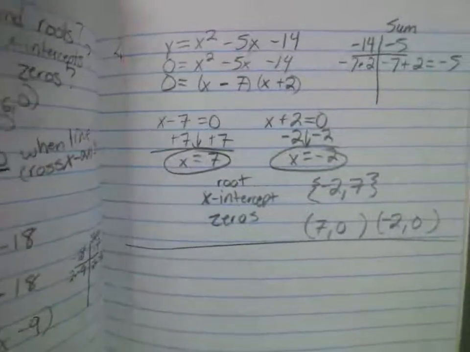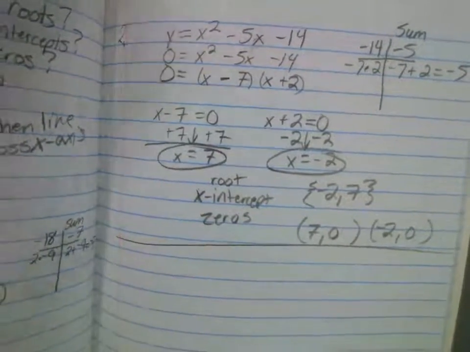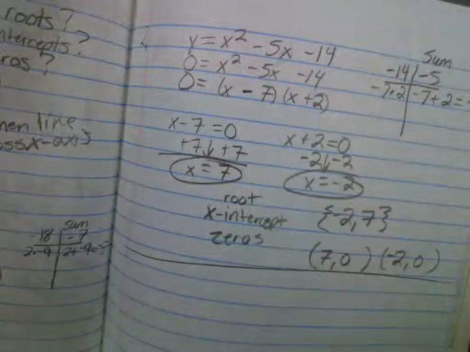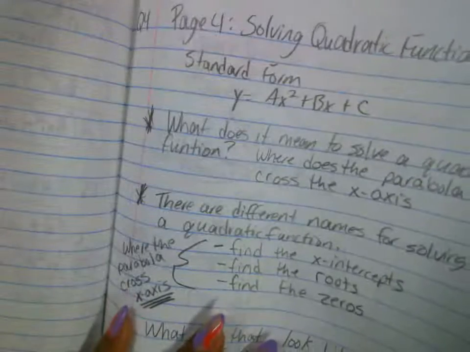All right. Let's do the next example. Let's do number 3. We're looking at this sheet, the sheet that I gave you. We're going to do some practice problems. We should just start another page because that's a lot. So let's just do page 5, solving quadratic function practice.